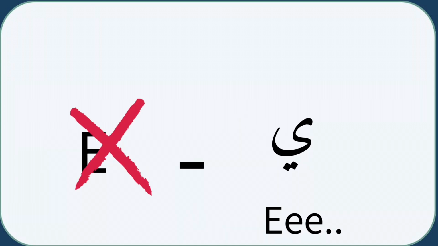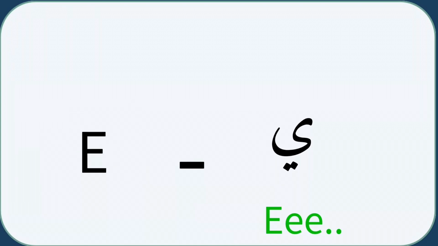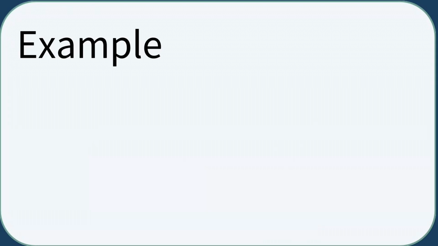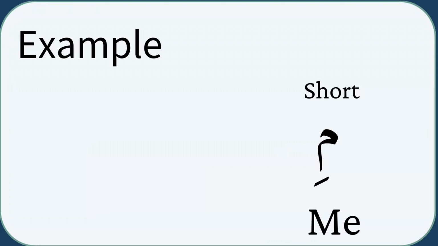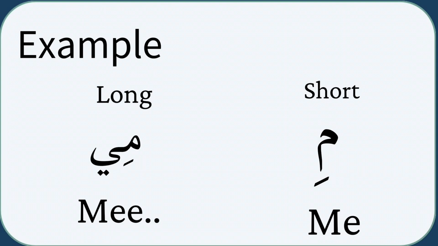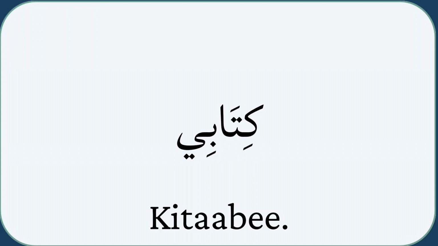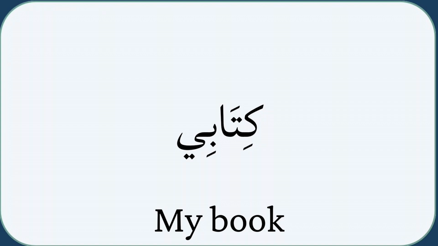Finally, the third long vowel, ya, gives us the e sound. Not short i, it's the e sound. Example, ni in short, nee the long one. Now let's see some real words. Feel, feel means elephant. Kitabi, kitabi means my book. The e at the end comes from kasra plus ya.